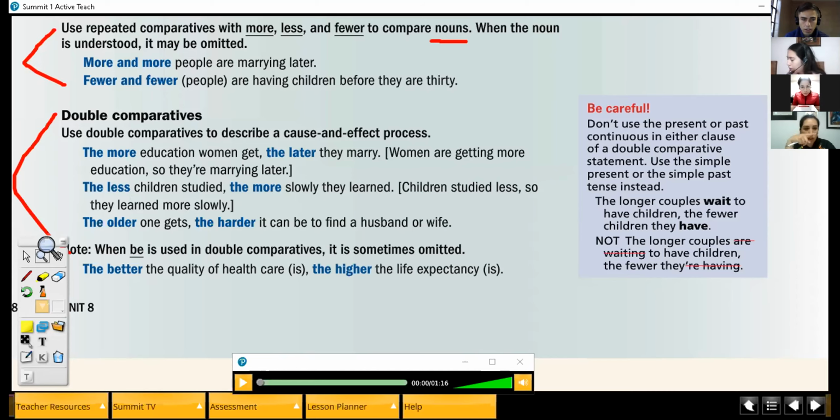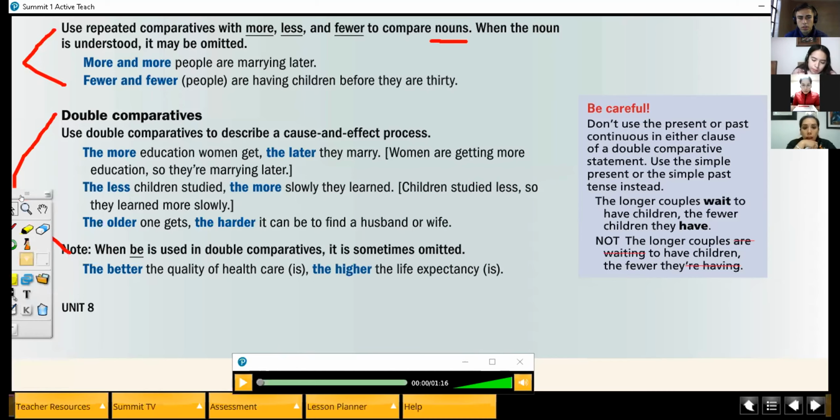Note. When be is used in double comparatives, it is sometimes omitted. The better the quality of health care is, the higher the life expectancy is. All right, thank you very much.